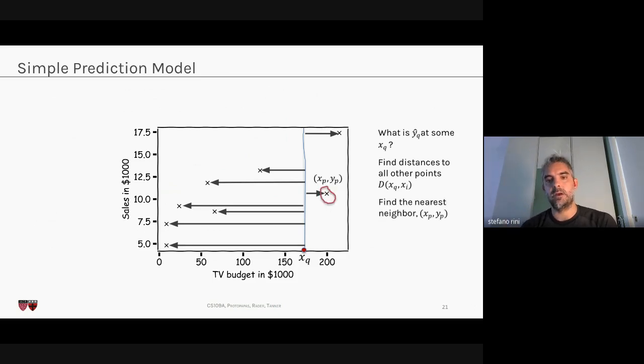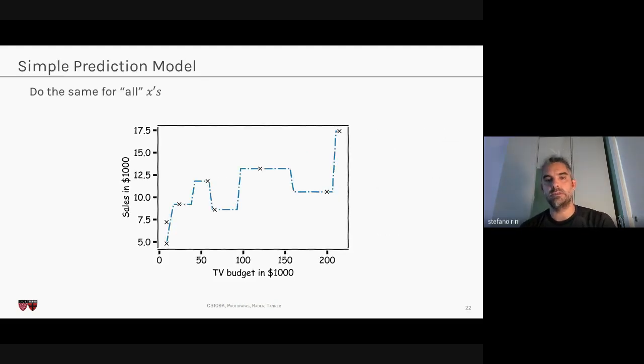Then we figure out that this xp, yp is the closest one to the budget that we have. So we will predict that the sales, if we choose a budget xq, are going to be yp. Why? Because yp is the response of the feature in the dataset that is closest to us. So we go through the dataset, we want to find the closest xp to our xq, and then we predict the same response as the closest feature to us. And if we do this for our response, then we obtain this.